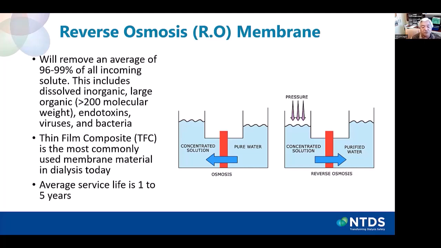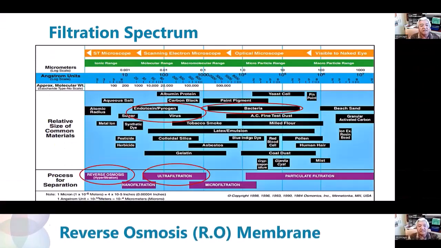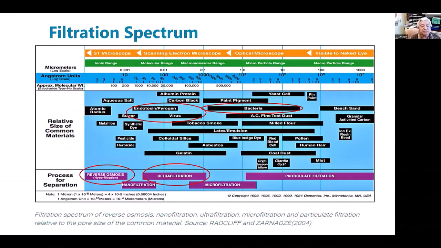Reverse osmosis works by using a high pressure pump to increase the pressure on the salt side of the RO membrane and force the water across the semi-permeable RO membrane, leaving almost all, around 95 to 99%, of dissolved solids behind. The one contaminant that the RO membrane cannot remove is chloramine, hence the need for the carbon filter upstream of the RO. This is a filtration spectrum. The two circled processes are what is used in our dialysis application.